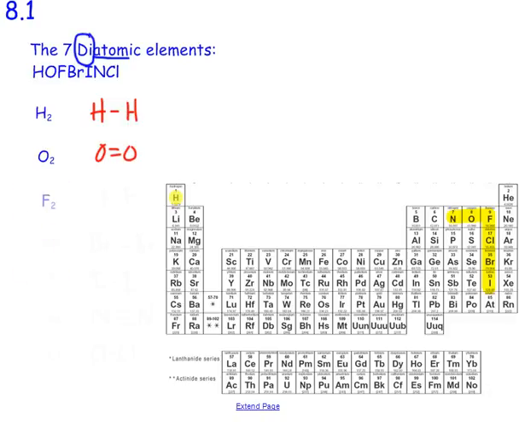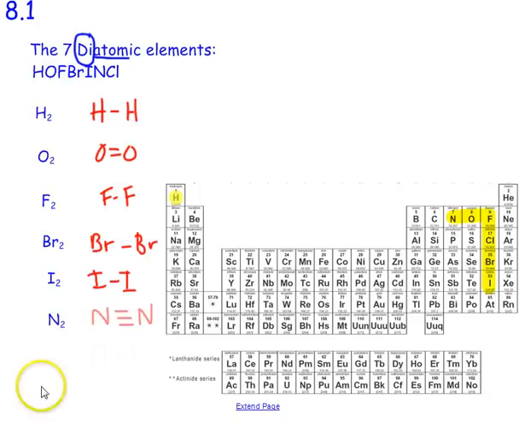Fluorine gas, this one you might not know off the top of your head. Fluorine gas is F2 and it has a single bond between them. Br2 is bromine, the liquid, and it has a single bond between them. Iodine, which is actually a solid at room temperature, it exists as purple crystals. It has a single bond between 2 atoms. Nitrogen, N2, has a triple bond between the 2 atoms. And Cl2, which has a single bond between them.